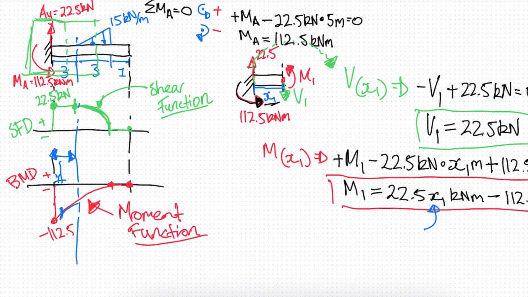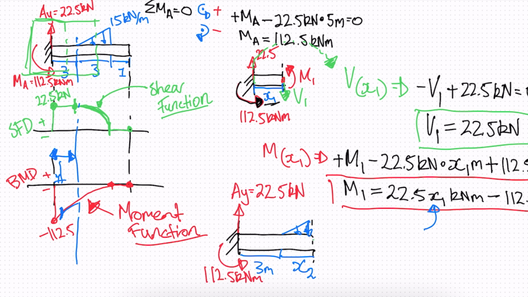All right, so let's find our second section. So we need to draw the beam again. We have our distributed load now. We'll say this distance is x2. We have our shear, V, we'll call it V2. And we have our moment. We can call this M2.